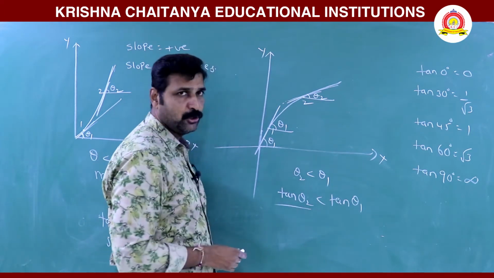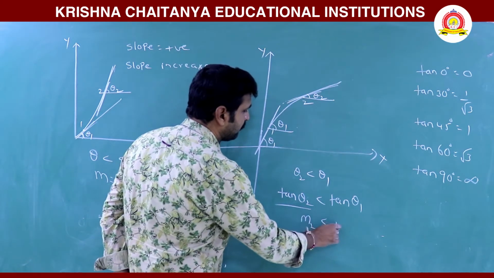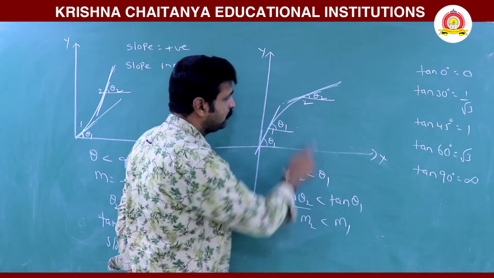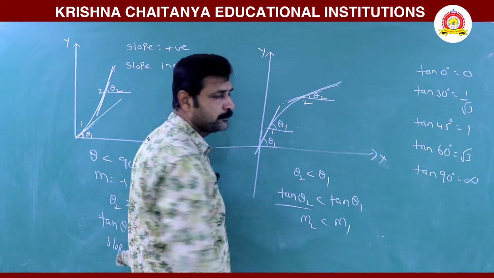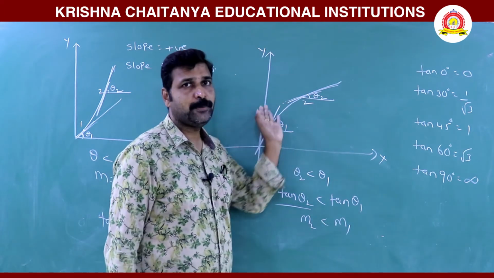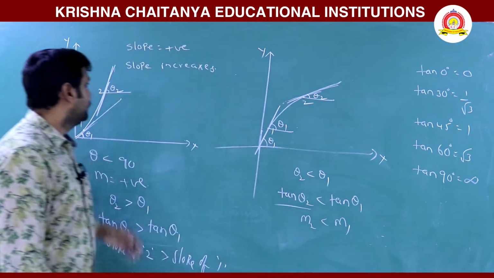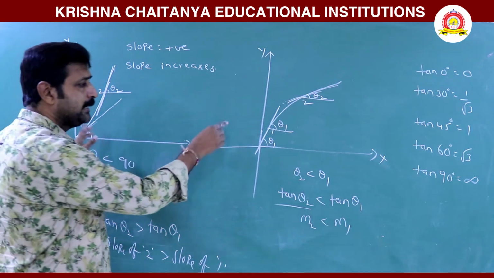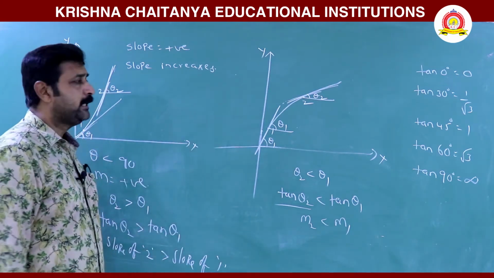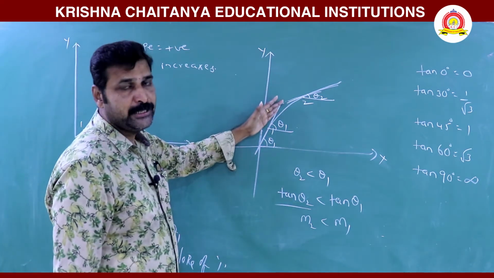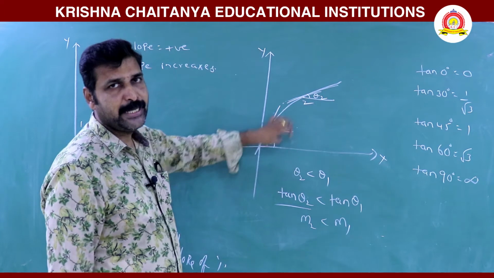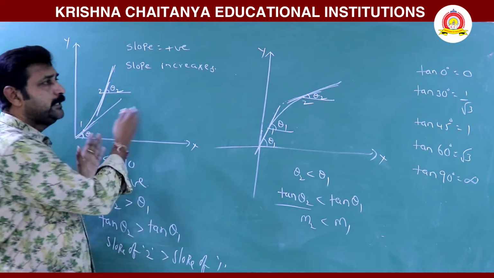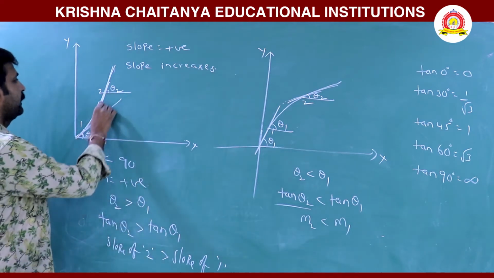Tangent values give slopes, so the slope at the second point is less than at the first, that is, m2 is less than m1. So for this curve, the slope gradually decreases. For the other curve, the slope gradually increases. But for these two curves, the angles are less than 90, where the angle is the angle made by the tangent with the positive x-axis. So these angles are less than 90, and the slopes are positive.